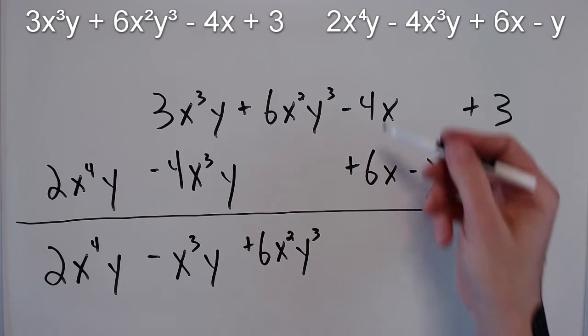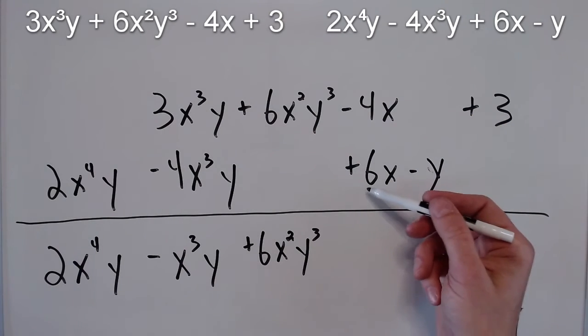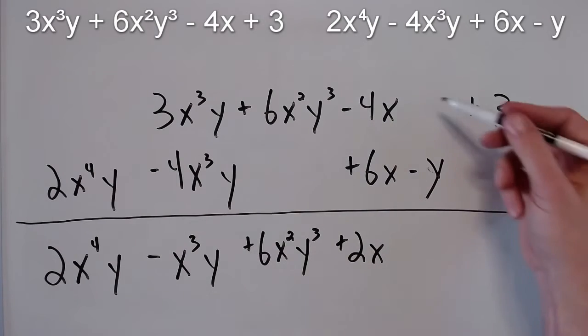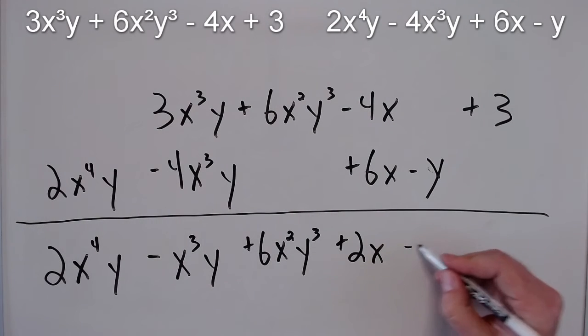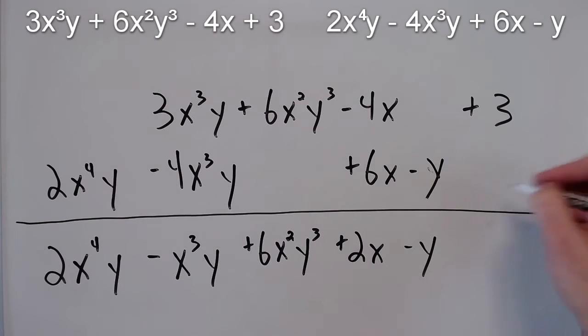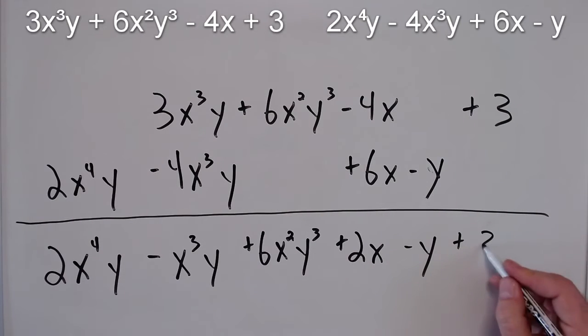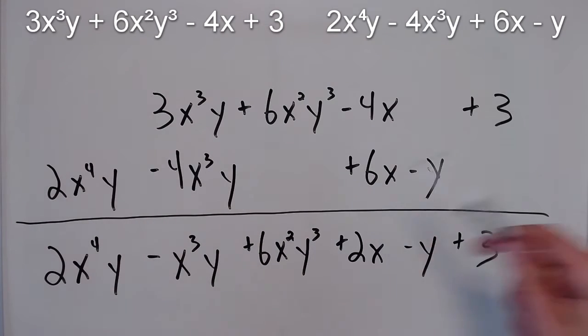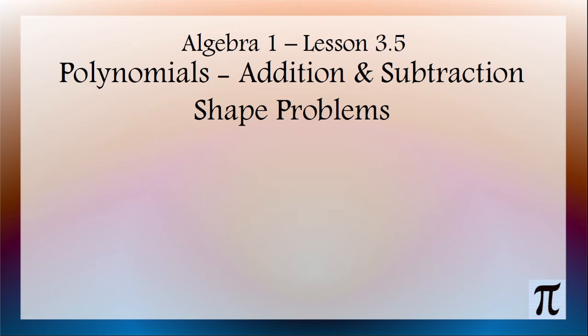All right, we have like terms here. Negative 4 plus 6 ends up with plus 2. We didn't have like terms here, so it just falls down by itself. And again, don't have like terms here. Oh boy, so that's the answer. So you can take two complicated polynomials and use the stacking method to align the like terms. Finally today, I'd like to cover what I call shape problems.